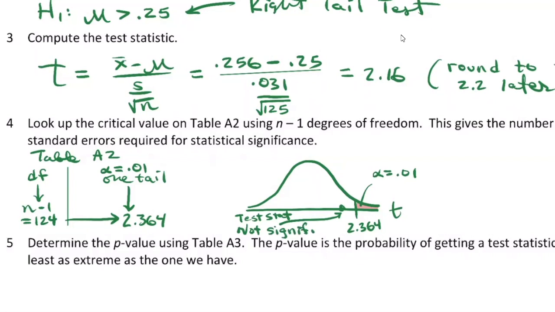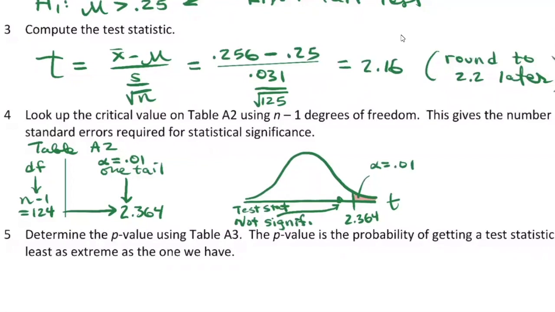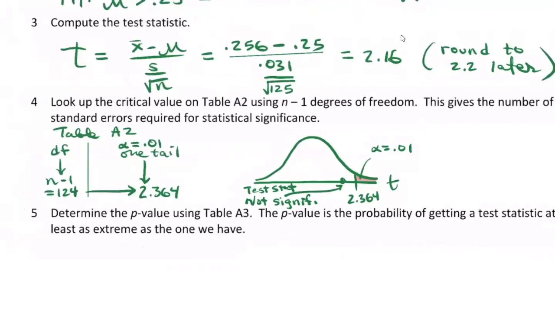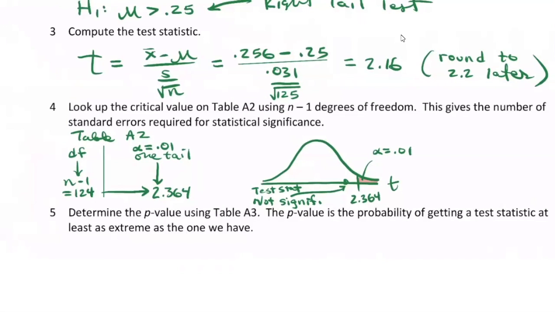Okay, so I want to pause and let you guys see if you have any questions about that part. So again, the 2.364, that's the critical value. We just say CV on that. And this is the rule for significance. And we got 2.16, but it's not good enough. Any questions? Almost done.